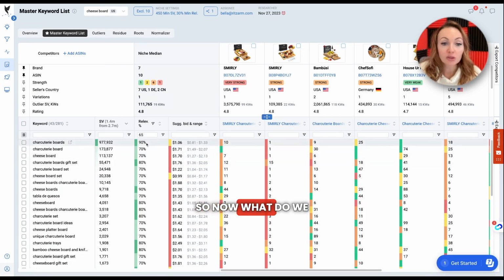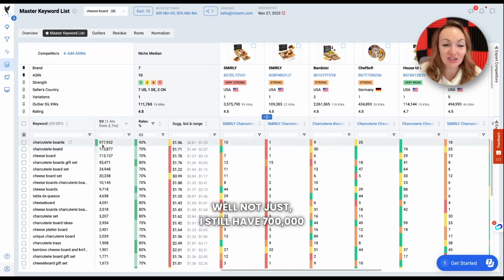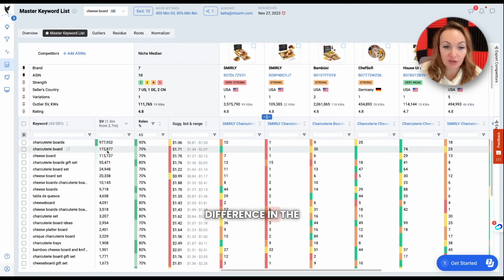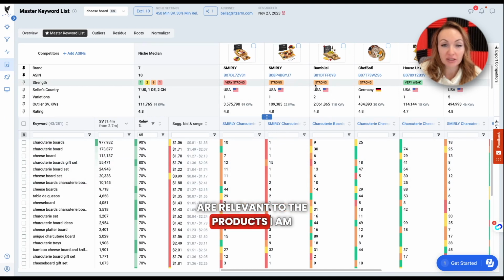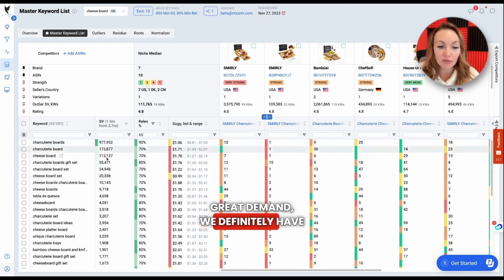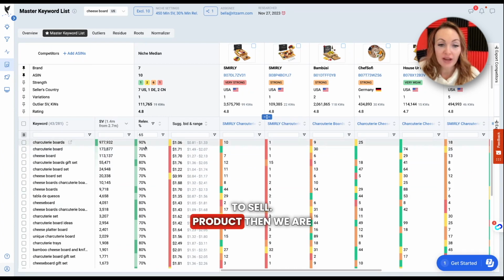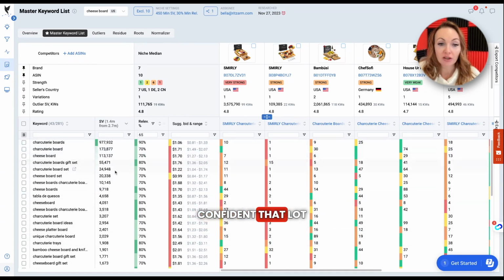So now what do we see here? I still have a 700,000 difference in the search volume, but all these keywords are relevant to the products I am analyzing, right? So now we can tell that yes, we have a great demand. We definitely have enough search volume to sell the product. Then we're confident that a lot of keywords are actually relevant.